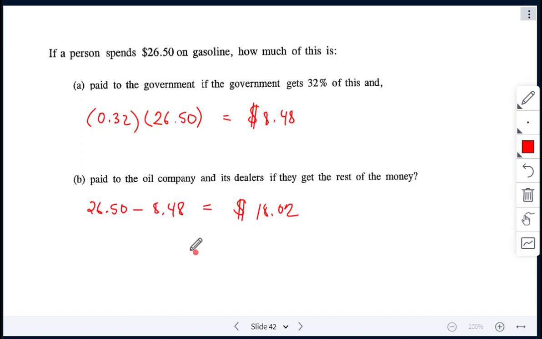The other way you could have done this is just 100% minus 32. That means 68% is going to the oil company. So you could have just done 0.68, that's the percent, multiplied by 26.50, which will also give you the same answer of $18.02.